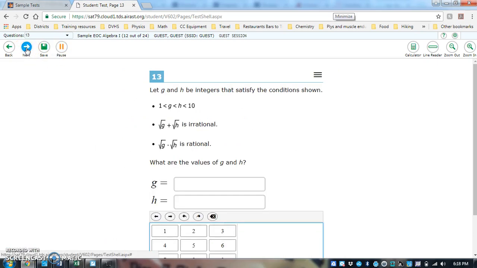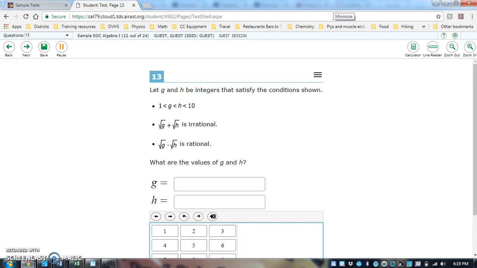Let's go on to problem 13. All right, we're told G and H are integers that satisfy the following conditions below. Those are going to be positive whole numbers, such that G and H are between 1 and 10, with G being smaller than H. We're told that the square root of G plus the square root of H is irrational, and that the square root of G times the square root of H is rational. And we're asked to find the values of G and H.